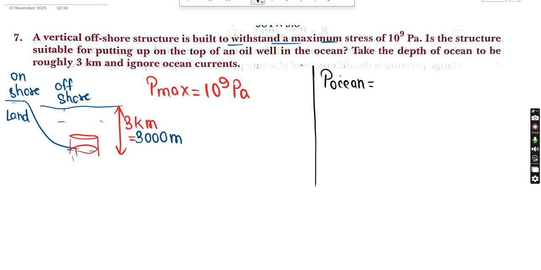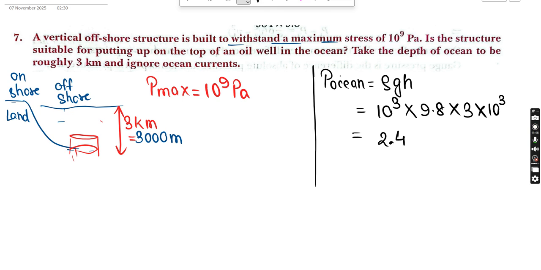We can find it by rho g h. So what is the rho value we are going to put? Rho is 10 to the power 3, g is 9.8, and the height is given, that is 3 into 10 to the power 3. After solving this, 9, 8, 3 are 24, 4, 2, 9, 3 are 27, 28, 29, so we are going to get 2.94.